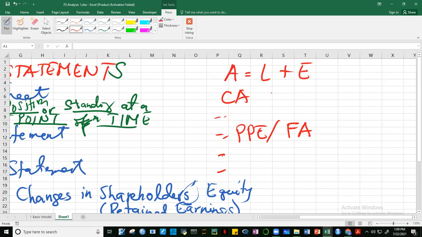Yung current assets, guys, ano yung mga different types of current assets? Expound natin, guys. Okay, thank you, Gianna. Thank you, Sophia. Yes, it's cash. Tapos, receivables, okay? Trade and other receivables. Tapos, prepaid expenses, okay? Prepayments natin.